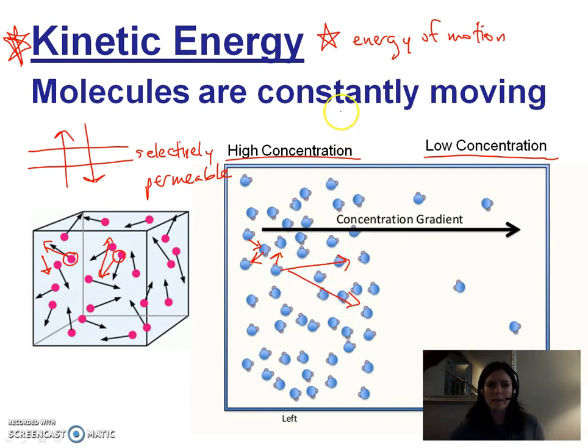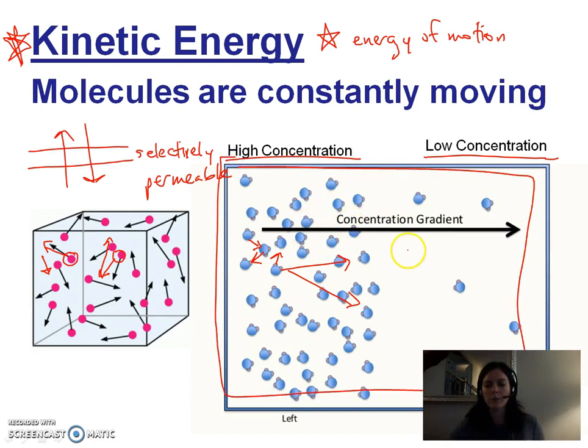Well, what happens is that through the kinetic energy, or this constant motion, the molecules are going to bounce around and bounce against each other in such a way that they will eventually fill this container evenly, where there is an equal distribution of molecules. We call that moving down the concentration gradient.